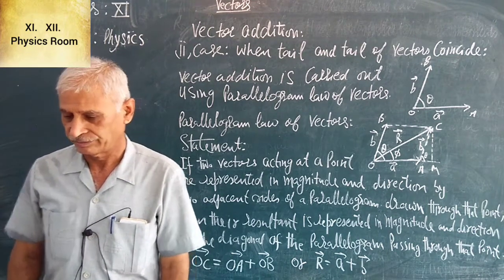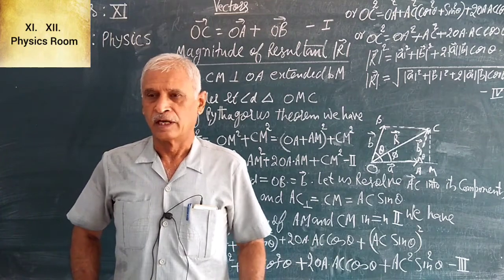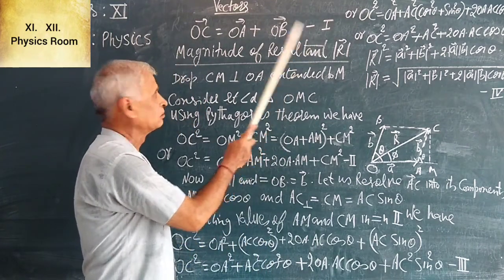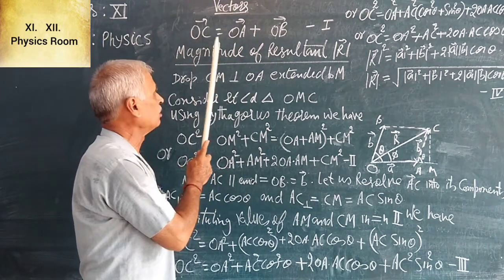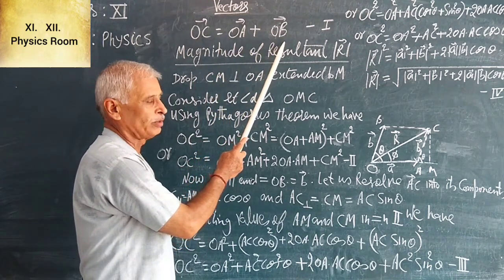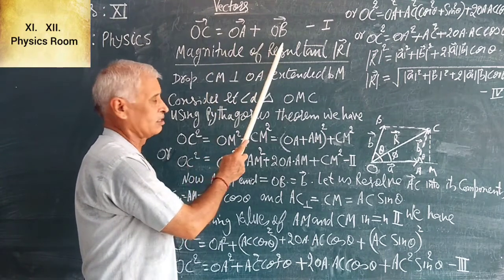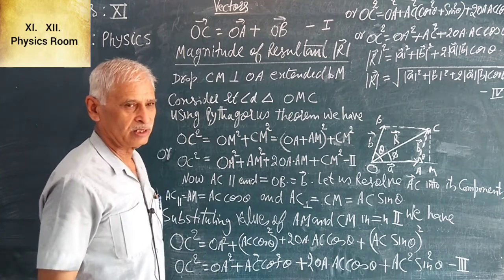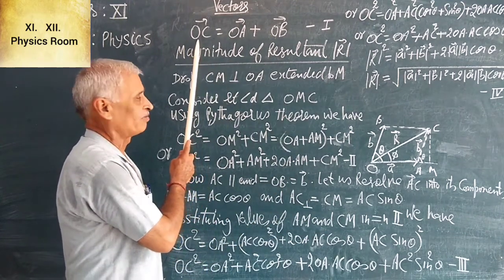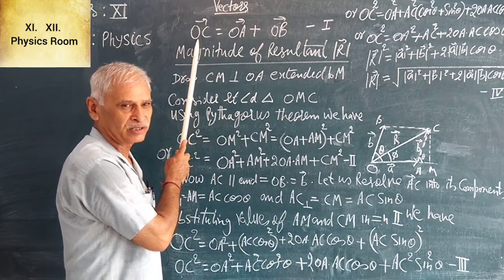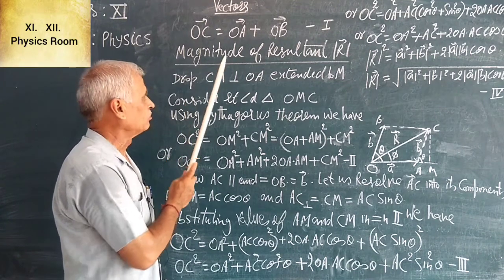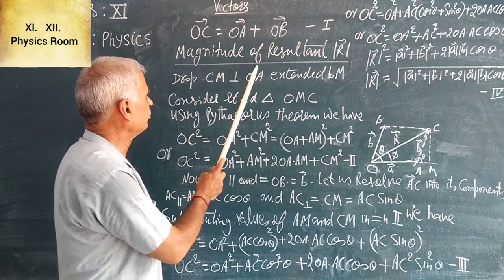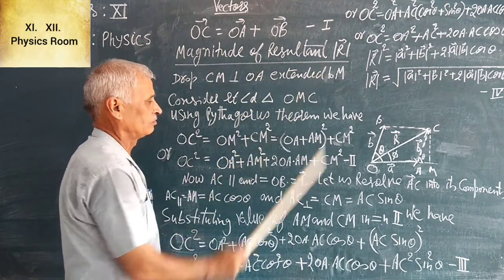Now, let us see. Consider equation 1: vector OC is equal to vector OA plus vector OB. This is vectorial addition. And we proceed now to find the magnitude and direction of the resultant. So, how do we find the magnitude and direction of the resultant? Let us see. First, the magnitude of resultant R.